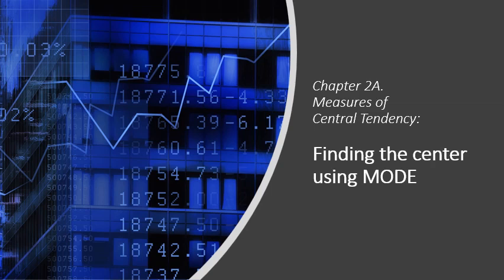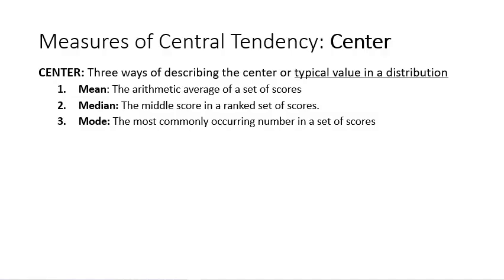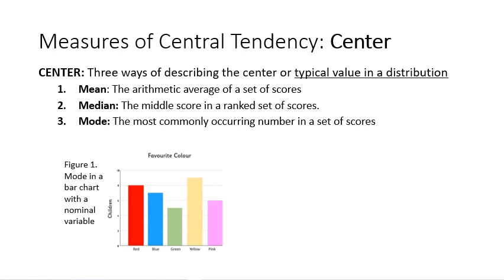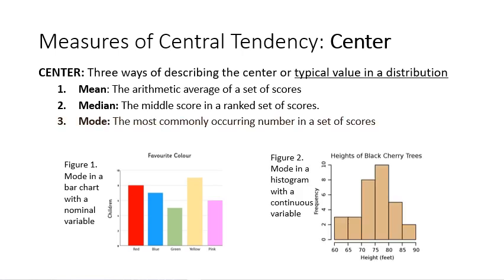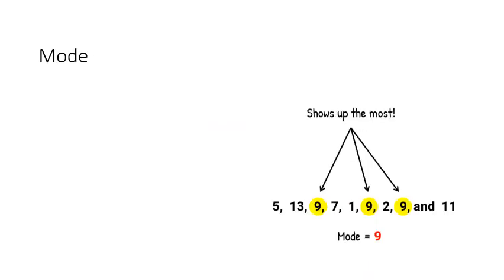In this content, we'll talk about the measure of central tendency that represents the center, and that is mode. You'll recall from our last lecture that we have three measures of central tendency. So here's the mode. It's just the number that shows up the most. 9 shows up more often than other numbers in this data set, so the mode is 9.